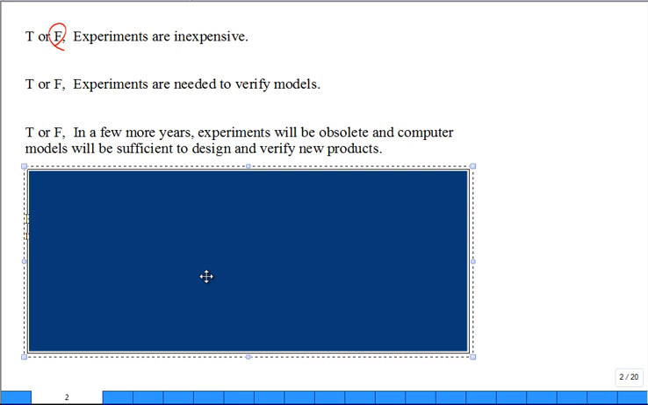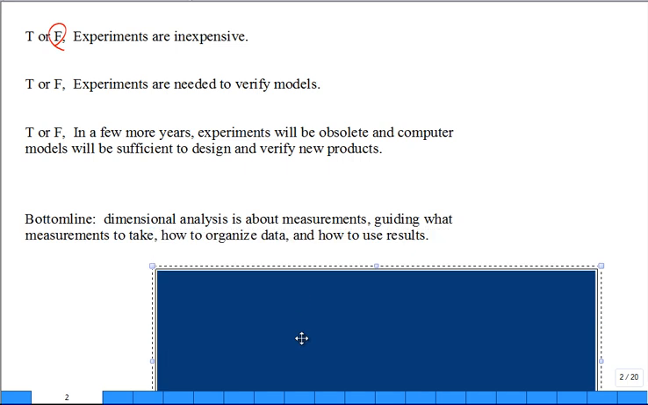And computers have helped. Bottom line, dimensional analysis is all about measurements. It's about experiments. It's about guiding what measurements to make or to take, and then how to organize the data in the most compact, typically dimensionless form in correlations, and how to then use those results to extrapolate to a system that you didn't test. Maybe you tested a scaled down model so you can predict the behavior of a full scale piece of equipment.